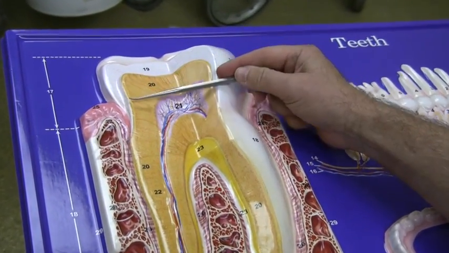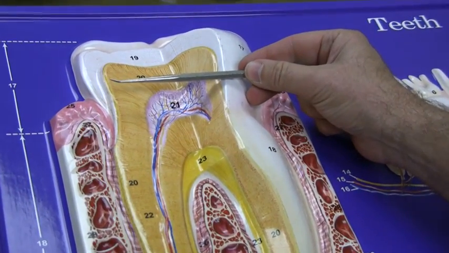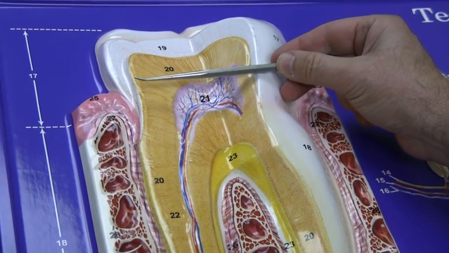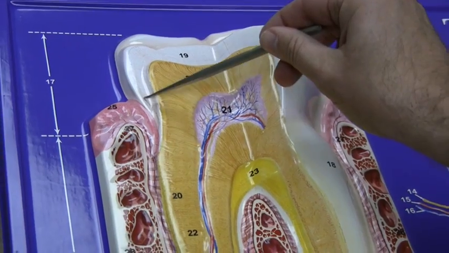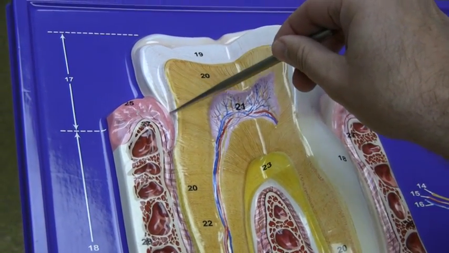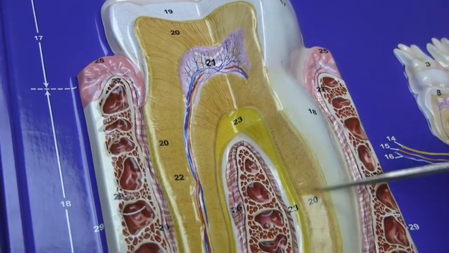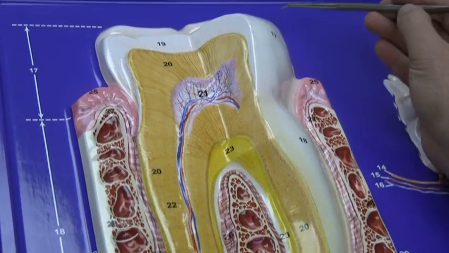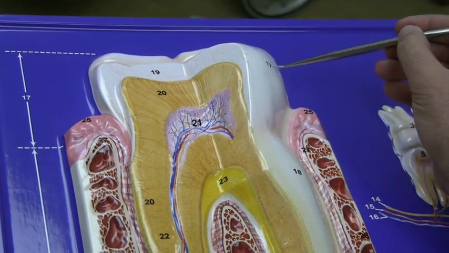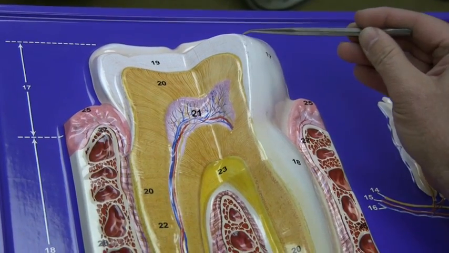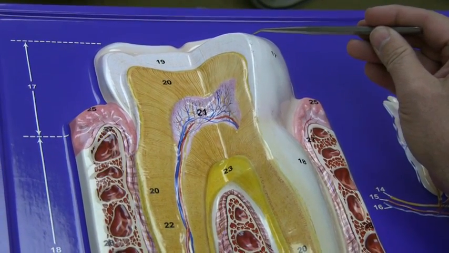This upper region, say up above my probe here, is the crown. The neck is this region here by the gum line, and then of course we have the root of the tooth. The crown of the tooth consists of enamel, and so it's the enamel that's exposed. It's a very, very hard substance, the hardest substance in our body.